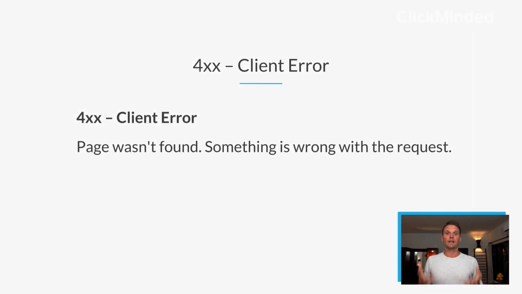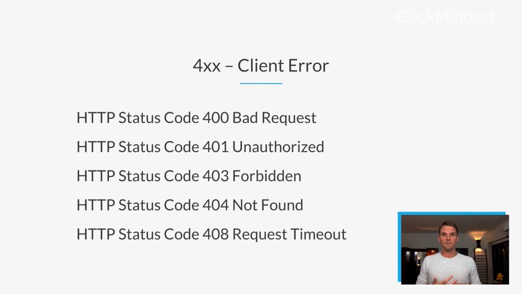400 block are for client errors, right? That means the page wasn't found, something is wrong with the request, right? So whatever is happening on the client side is the issue, right? A 400 might be a bad request, a 401 unauthorized, a 403 forbidden. We're going to talk about the most important ones a little bit later, but the basic idea here is that any status code that comes in as a 400 is a client error.